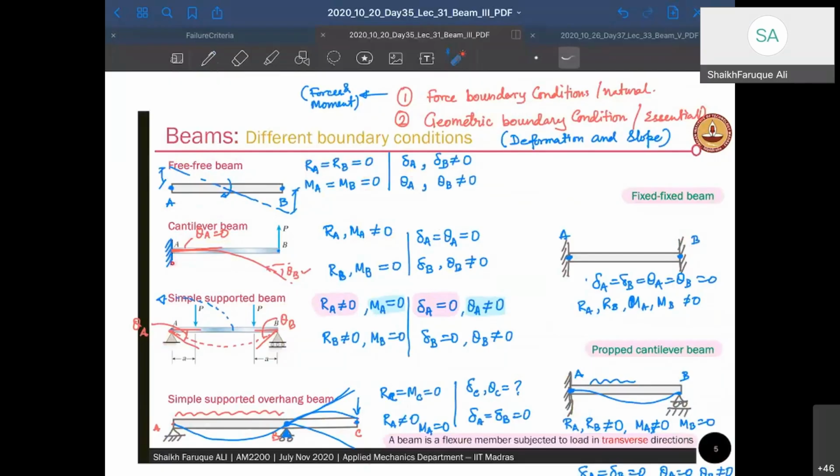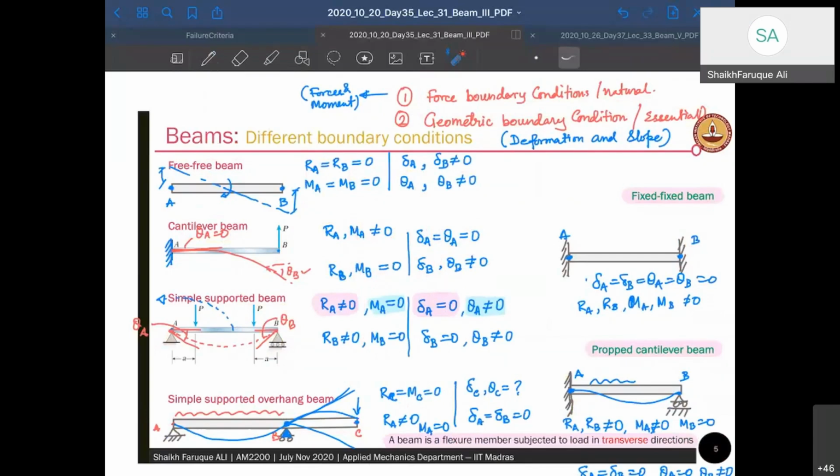In the cantilever case, the free end will also have the same thing. So RB and MB should be 0 because it's free. So there is no support force that is generated there. So it's free. Whereas delta B and theta B will be unknown. But delta A and theta A, which are acting at point A, and we know that point A is fixed, therefore they are going to be 0. So these are all geometric boundary conditions, and these are all force boundary conditions.